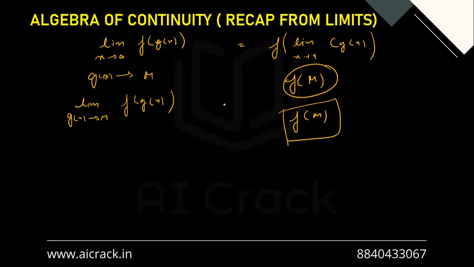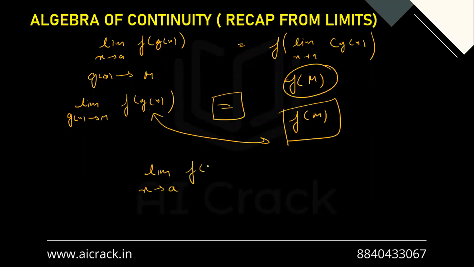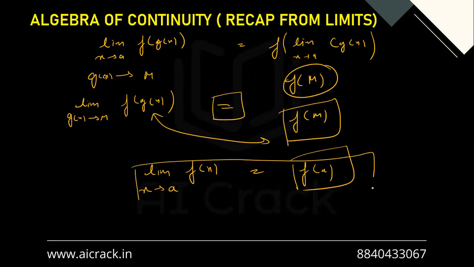Now we have this condition. If these two have to be equal, in that case the function f(x) should be continuous at m. Now try to look at these two expressions. This is nothing but limit x approaches a of f(x) equals f(a). So x is approaching a here, g(x) is approaching m, and that is f(m). This is f(g(x)) approaching m, same thing. So this is the definition of continuity. That proves our point: if these two have to be equal, the function f should be continuous at m.